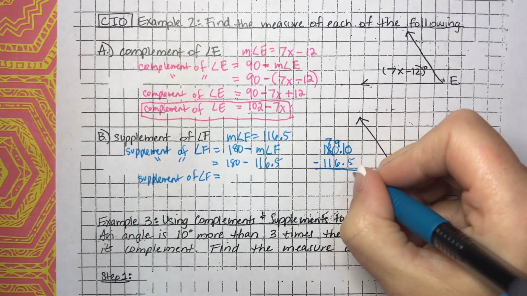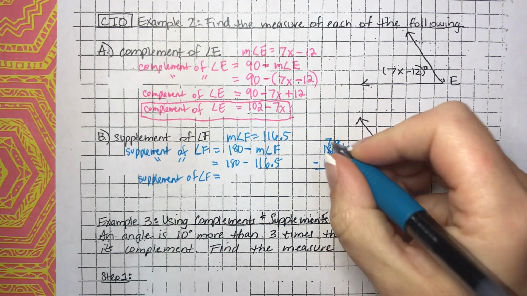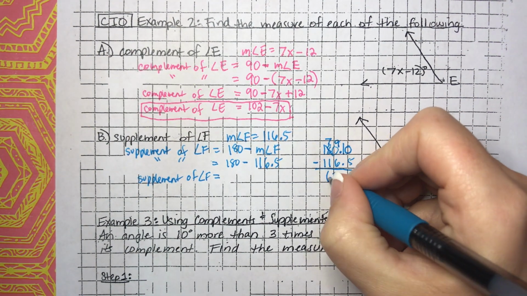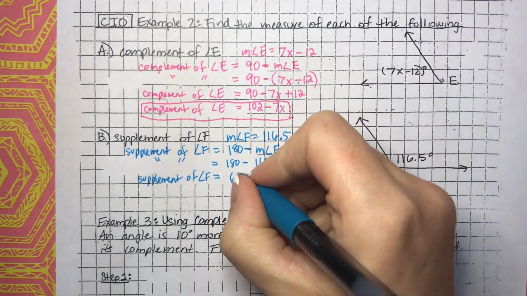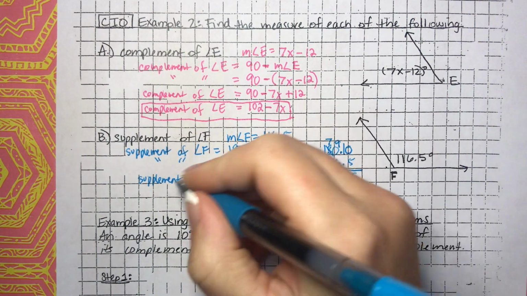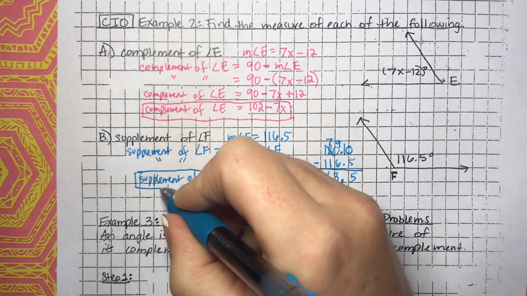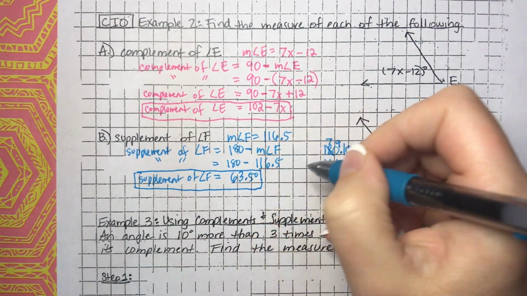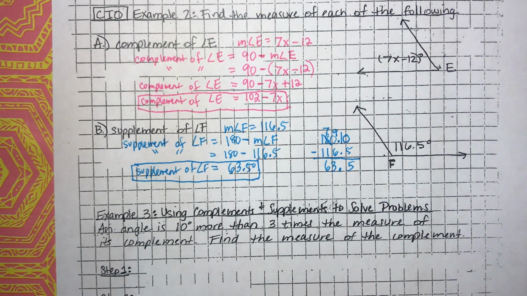10 take away 5 is 5. Bring down that decimal. 9 take away 6 is 3. 7 take away 1 is 6. And that's just 1 take away 1, which is 0. So there we have it, 63.5 degrees. That is the supplement of angle F. So if you got this right and showed your work correctly, awesome job. If you didn't, go ahead and fix it so it looks exactly like mine, and I will see you back in a little bit for example 3.